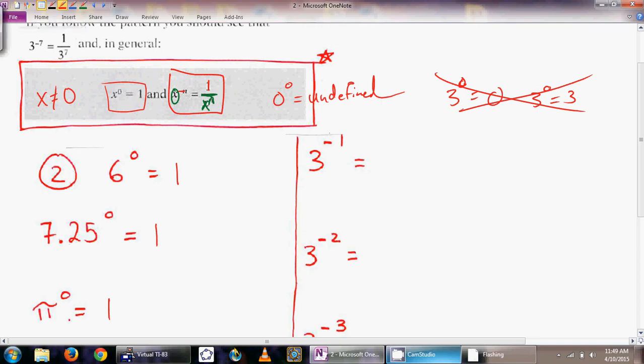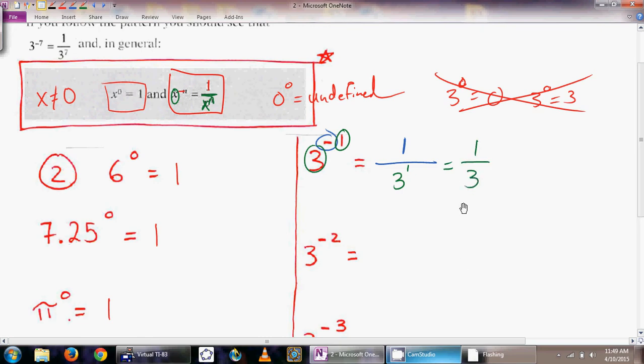So here, let's do it in blue. This negative is telling me to make a fraction with my numerator 1. And then it's saying stuff this and this in the denominator, 3 to the 1st. So simplified, it's just 1 over 3.